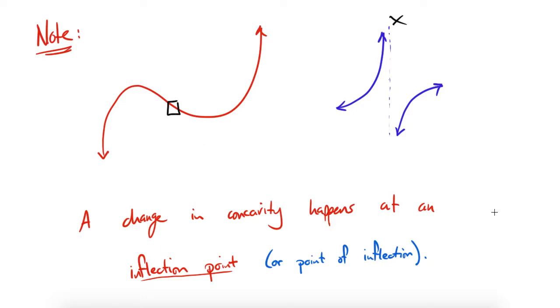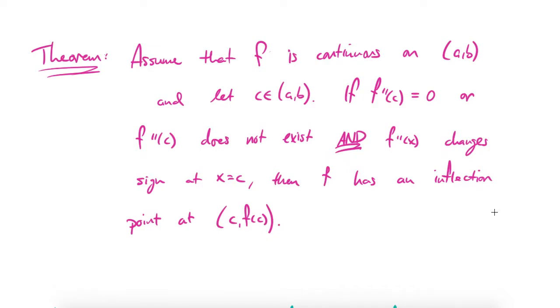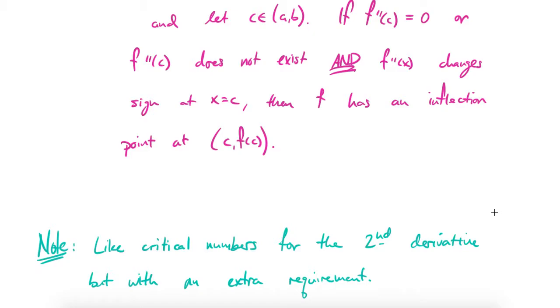We want some sort of algebraic way to capture a point of inflection, and we have it. This theorem says that if your function is continuous and you take a point in the interval, if the second derivative is 0 or the second derivative doesn't exist, and the second derivative changes sign, then that is an inflection point, basically.